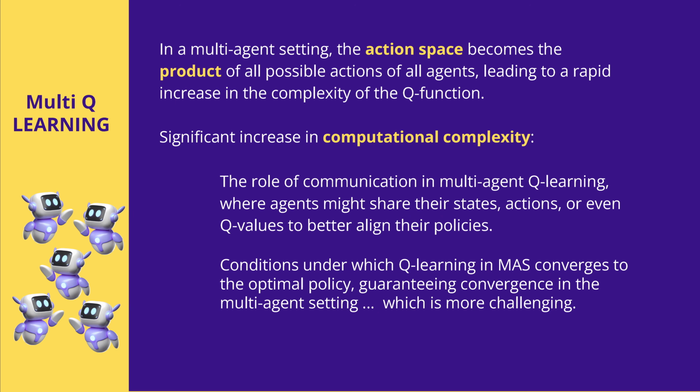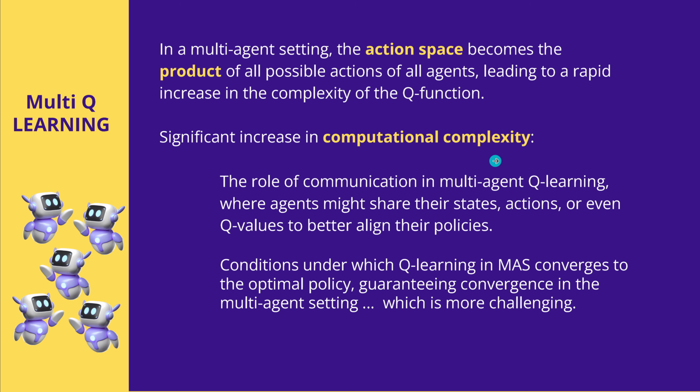Now, multi-agent Q learning is something beautiful, but it has a complication. Why? In a multi-agent setting, the action space, like I showed you in my video, becomes the product of all the possible action spaces of all the other agents, leading to a rapid increase in the complexity of the Q function. Four or five agents is no problem, but if you go to multiple sets of agents, this can become really complex really fast. So unfortunately, currently we have a significant increase in the computational complexity.